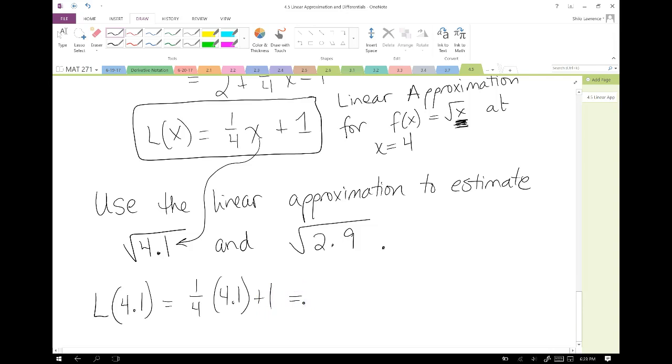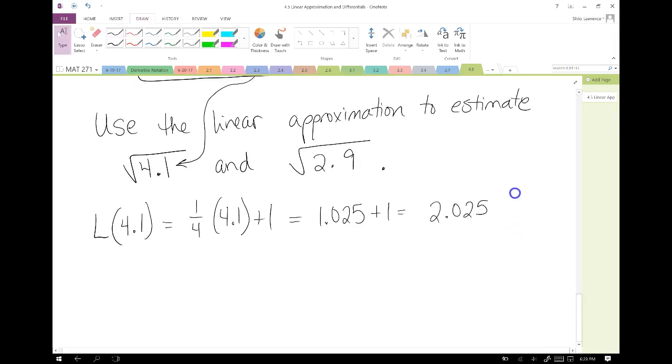We could just potentially do this without. So 4.1 times a quarter and then plus 1 more. So a quarter of 4.1 is 1.025, I believe. And then plus 1. So 2.025 is my guess using our linear approximation for 4.1.